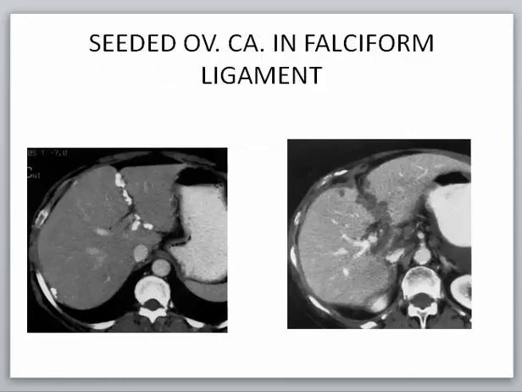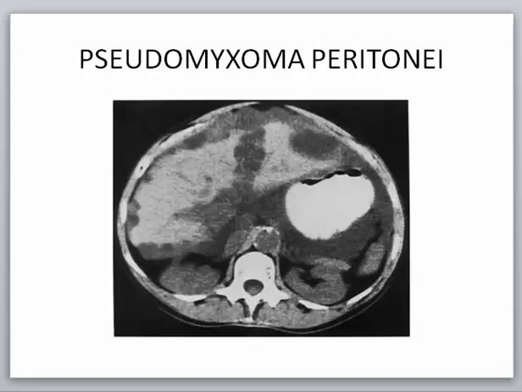Let us see this one. We have here nodules along the falciform ligament with calcification, and here nodules are seen definitely. These are ovarian carcinoma metastasizing in the falciform ligament.